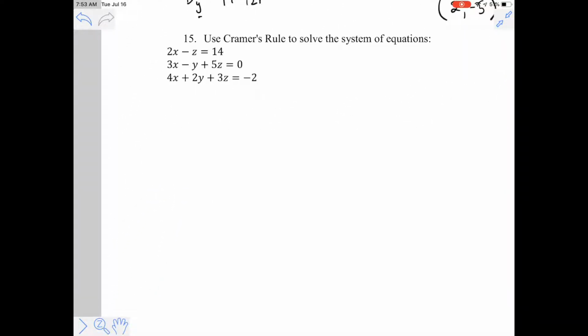Okay, Cramer's rule to solve three equations, three variables. Pretty similar to the last question. We need to find a D determinant, and then a D sub x, and then a D sub y, and a D sub z. So a little bit more involved.